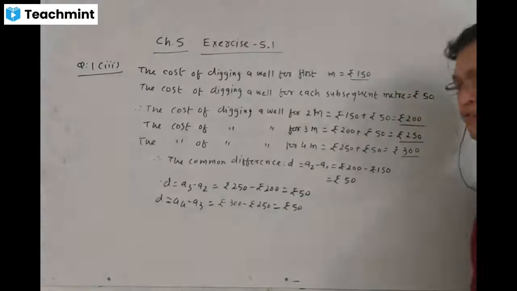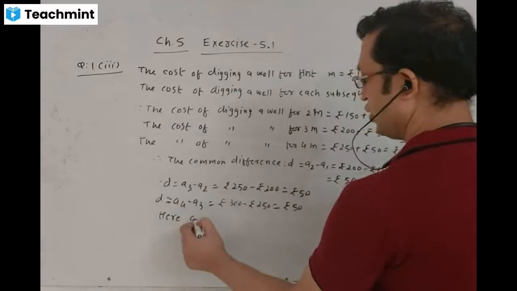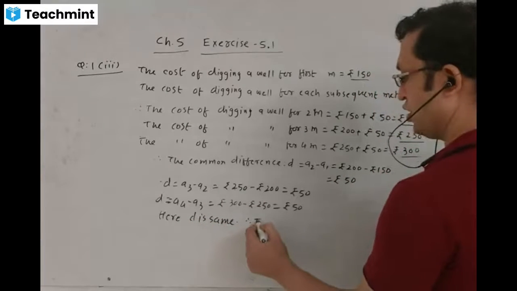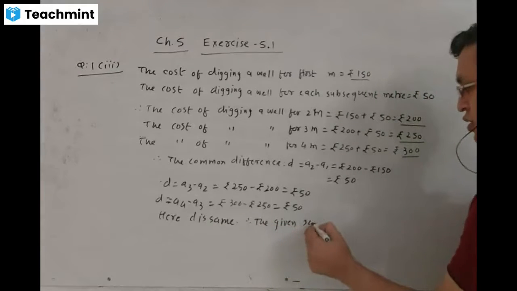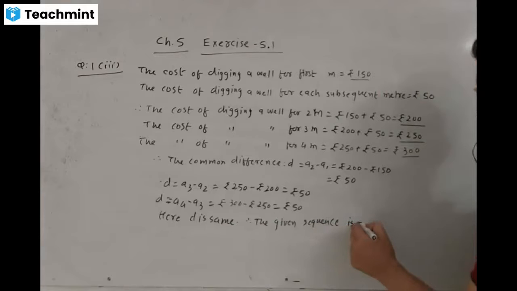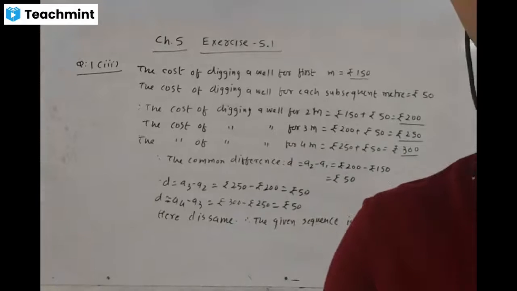So here the common difference D is the same. Therefore, the given sequence is in AP. Any doubt?